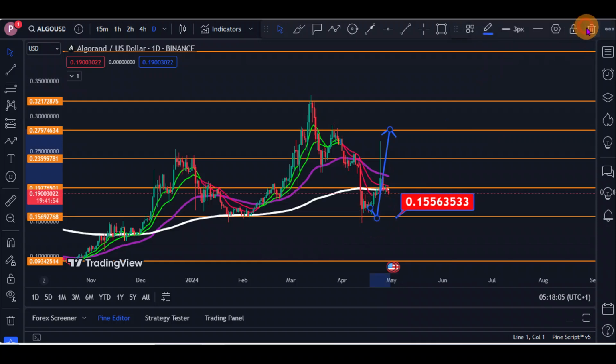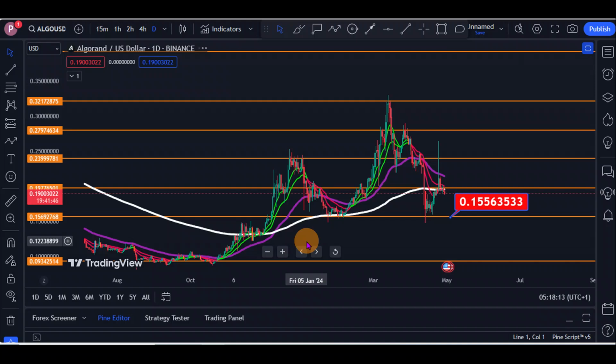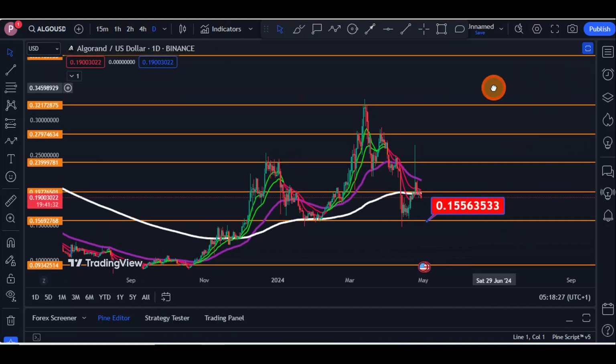We could see a huge consolidation right here for Algorand from this level of the 0.19 into the 0.15. Basically this sort of boring consolidation we had in September stroke October, we could have the same thing from May going into July. Basically a boring summer right here before we see that massive bull run coming soon, right? So that is what we are expecting on Algorand.